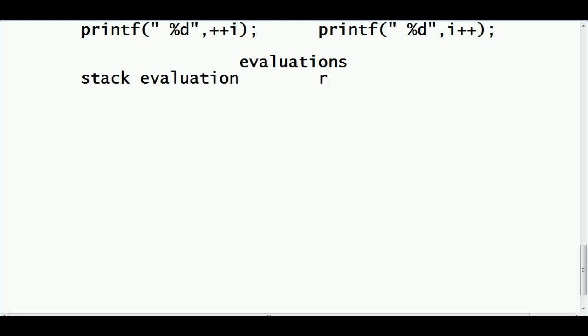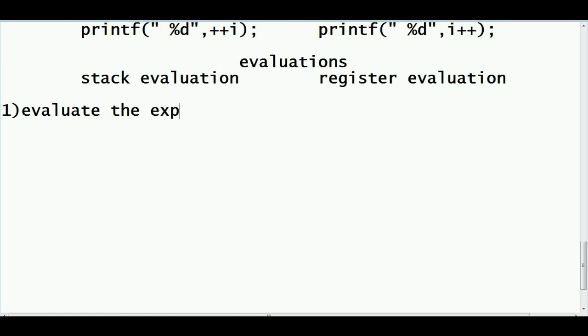First print the value, next increment the value, incremented to 6 now. Now 6 here, second percent d, i++. i++ means post increment. What is meant by post increment? First print the value, 6 will be printed here, then increment the value here, 7.